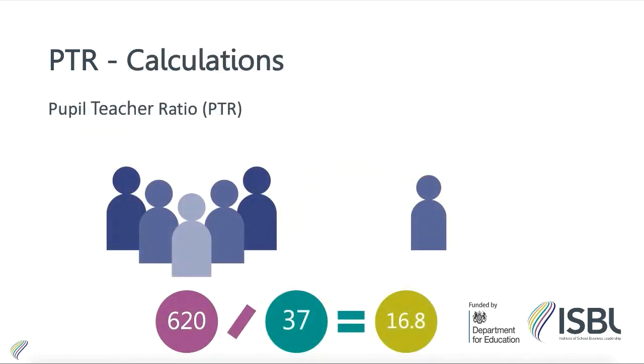Okay, so with all the information that we now have available, we can start to work out some key metrics and what this can tell us about our organisation. So let's examine the pupil-teacher ratio metric first. In this example, we have 620 pupils and determined that our school has 37 full-time equivalent teachers. We simply divide the number of pupils by the number of full-time equivalent teachers to calculate our pupil-teacher ratio, which in this example is 16.8.